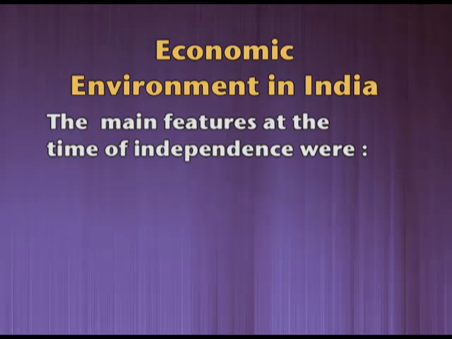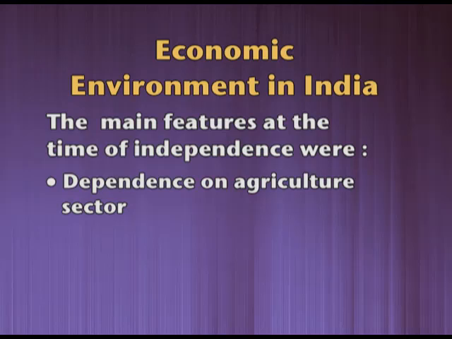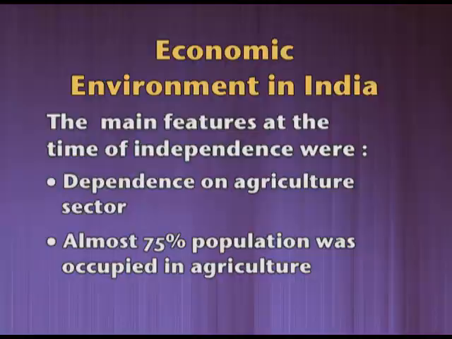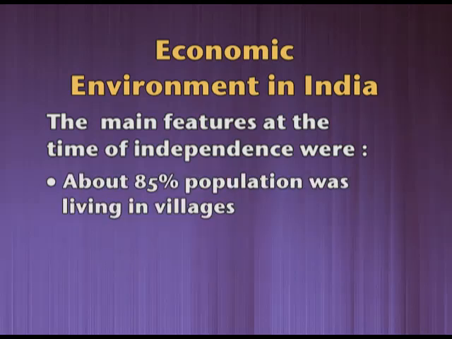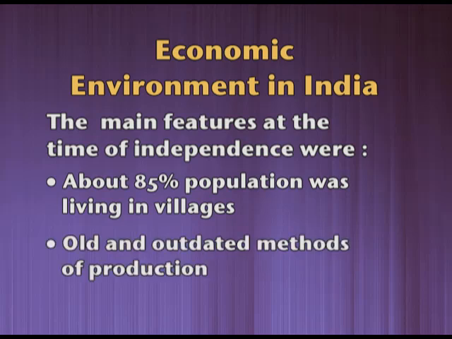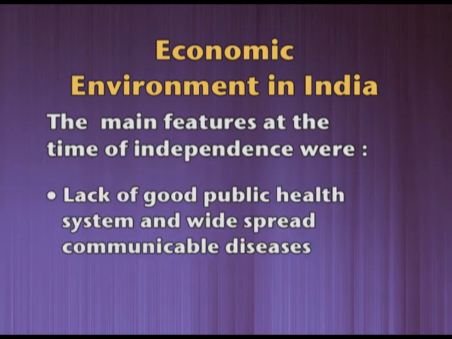The main features at the time of independence were that we were depending more on the agriculture sector. That shows the dominance of the agriculture sector. Around 75% of people were involved in agriculture employment. 85% of people were living in villages. We had a very bad production system. The technology was obsolete or outdated. The public health system was derailed completely. More communicable diseases were present at that time.